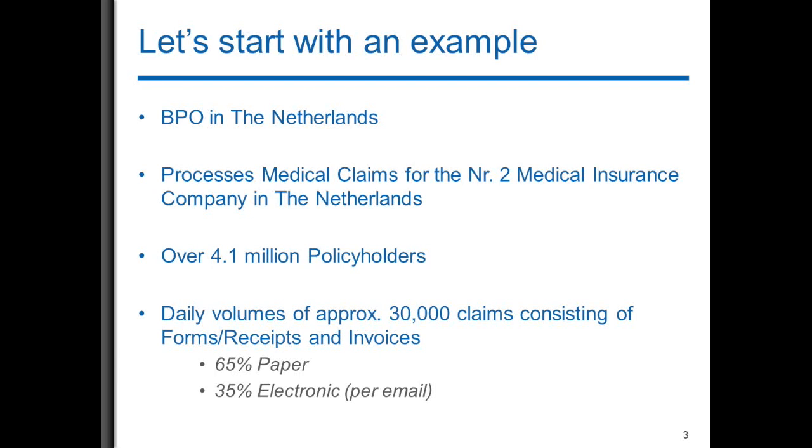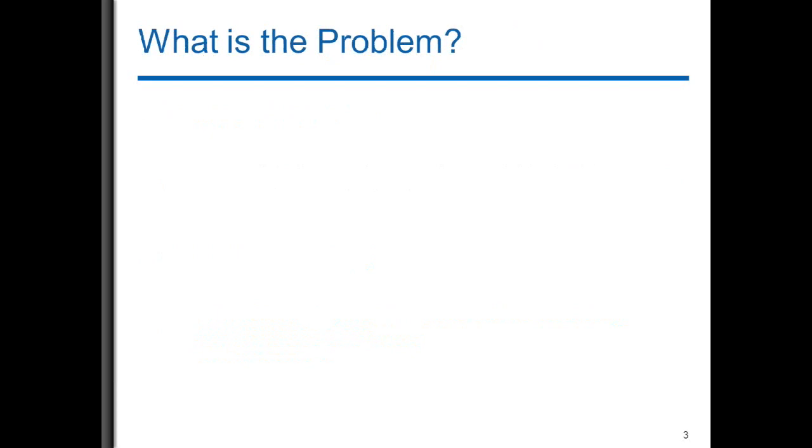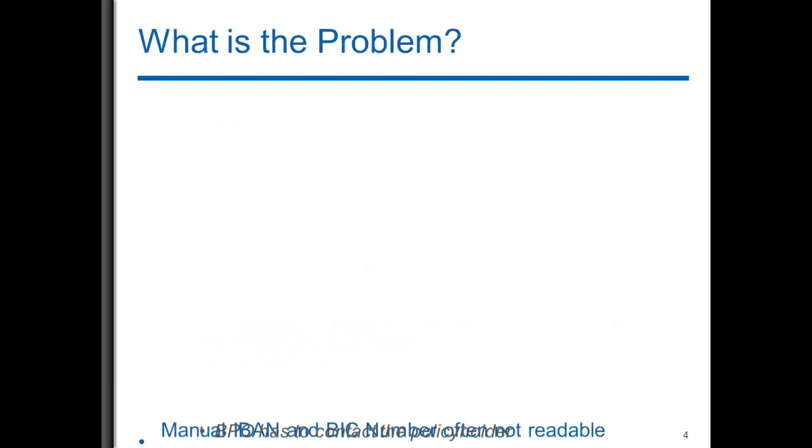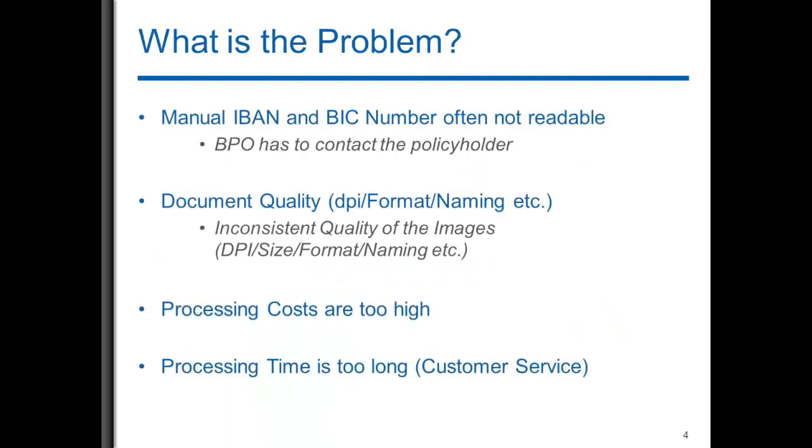Now, the problem is not the paper, because they have large scanning operations and are used to dealing with paper. The biggest problem they had was with the electronic documents. What the end user needs to do is, they have an issue, they go to the doctor, and they have to claim their money back. They have to fill in the IBAN number. In case you don't know, that is a unique account number that makes it possible to find your account and pay your bill.